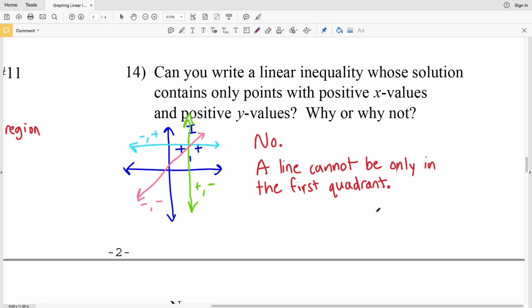And with that, we wrap up the Graphing Linear Inequalities worksheet under the Algebra 2 section.